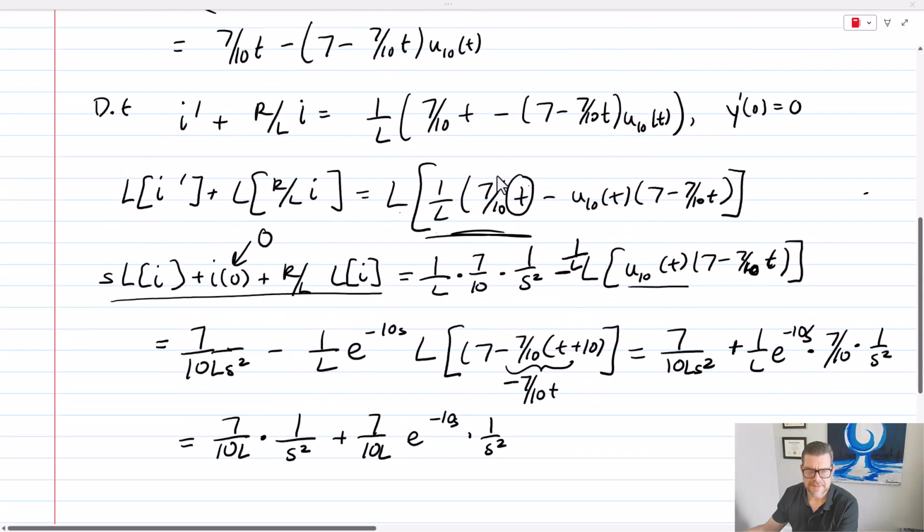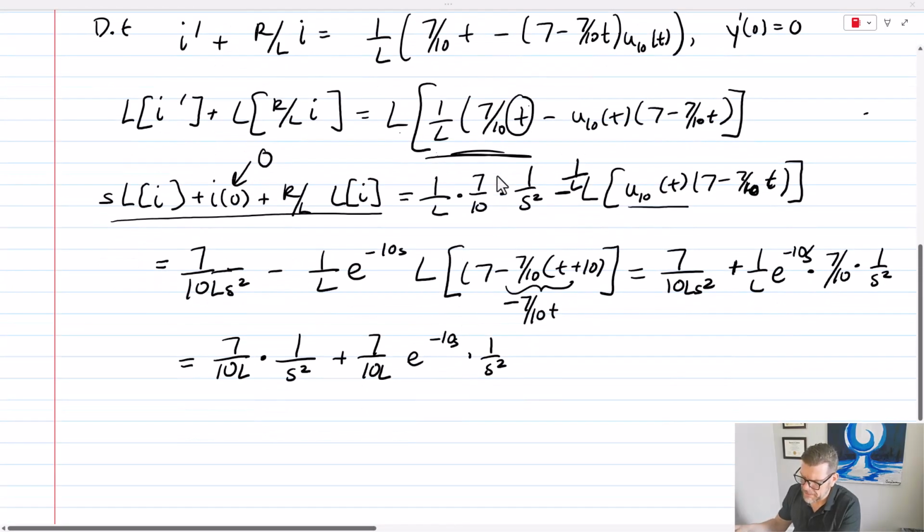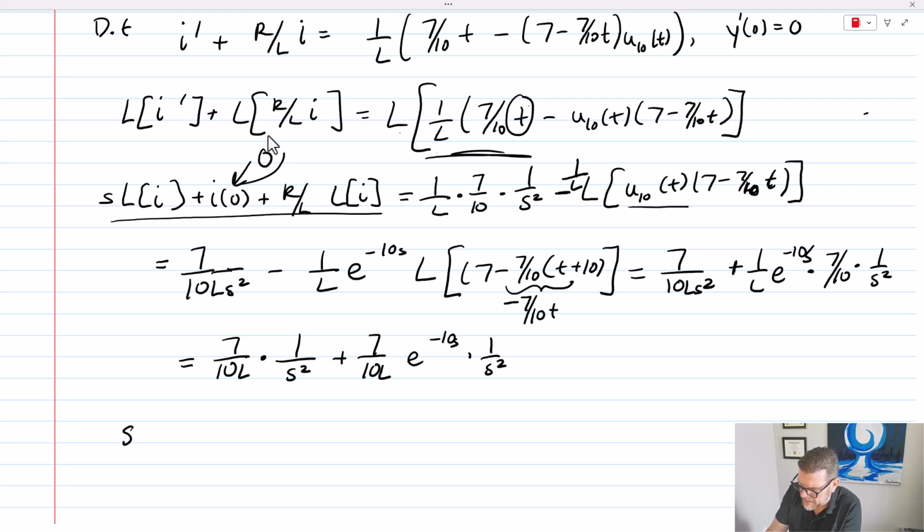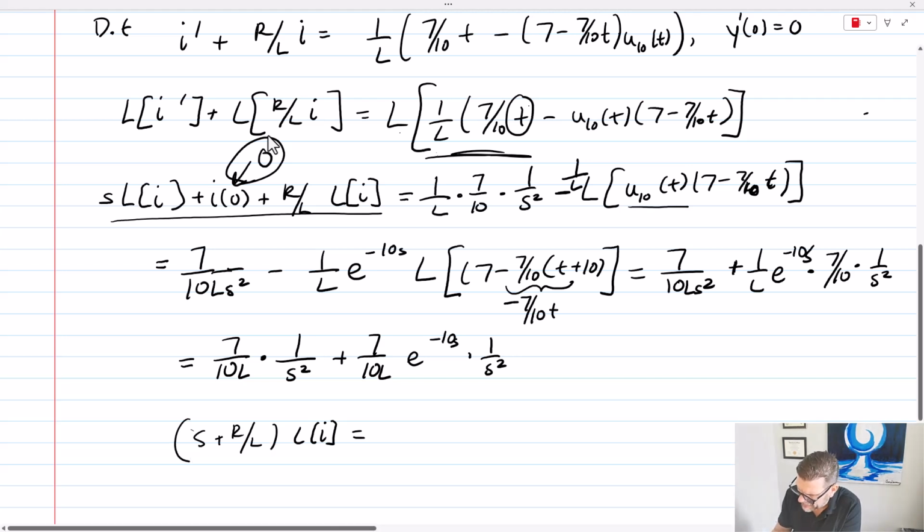Now what I've got to do is I've got to actually go in and do a little bit of algebra in order to allow me to go and solve for I, my current. So I'm going to end up on the left-hand side, because I of 0 ends up equaling 0. I'm going to get sL of I plus R over L, L of I. And we're going to just combine those two together. We're going to end up getting s plus R over L, L of I. And then that'll equal this left-hand side right here.